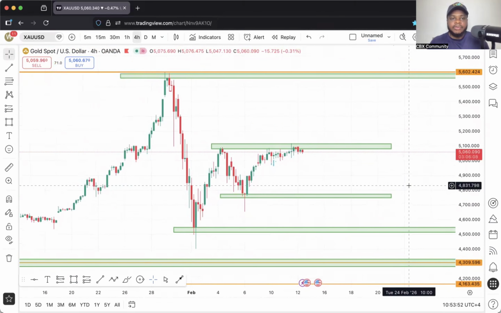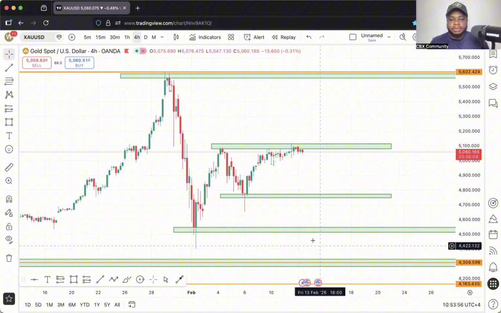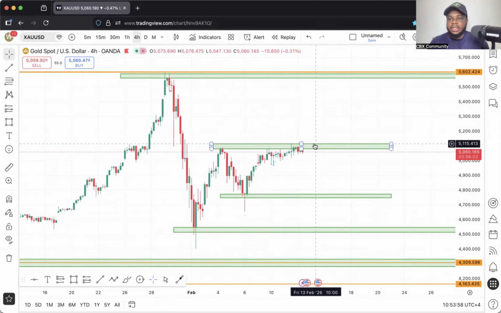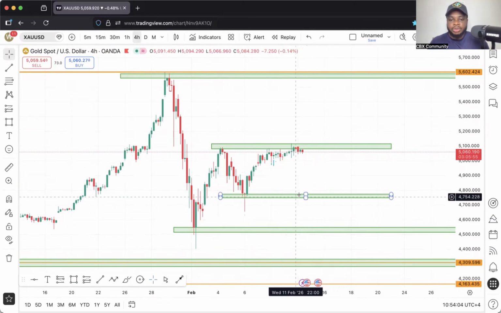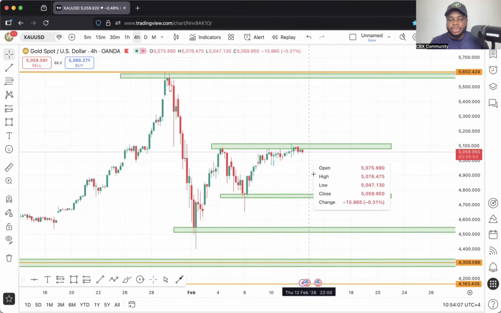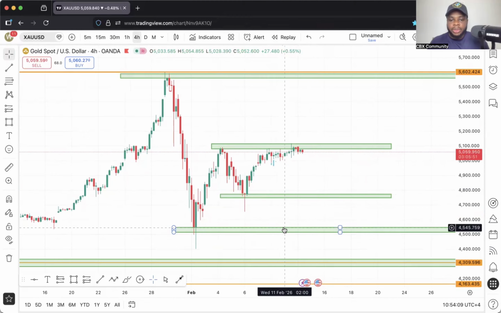So looking at the condition of the 4 hours market structure, we are in a consolidation zone. That means you are anticipating for a bullish candle to break this resistance zone, for the candle to continue to go up to this resistance zone, or we are anticipating for a bearish candle to break this support zone, for the candle to continue to come down to this support zone and this support zone.